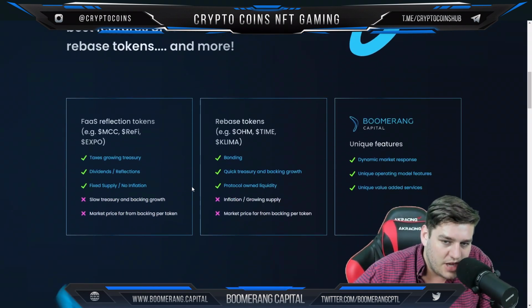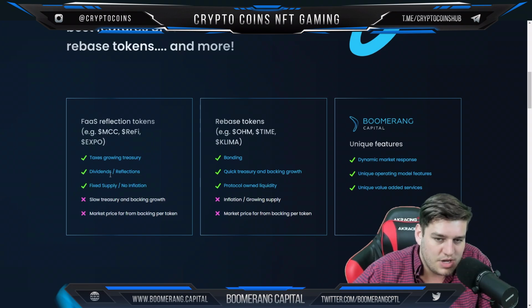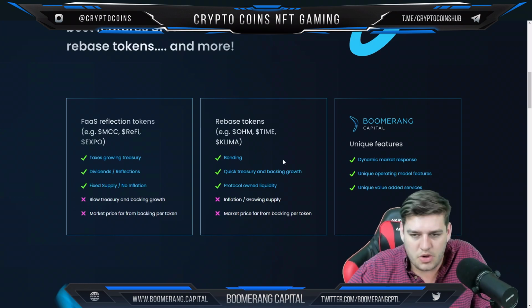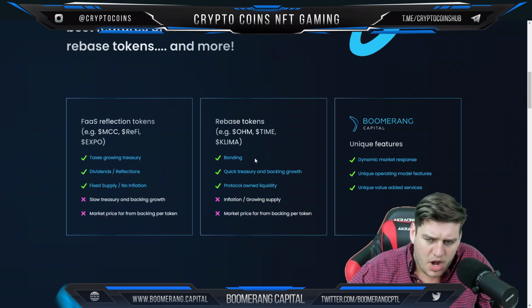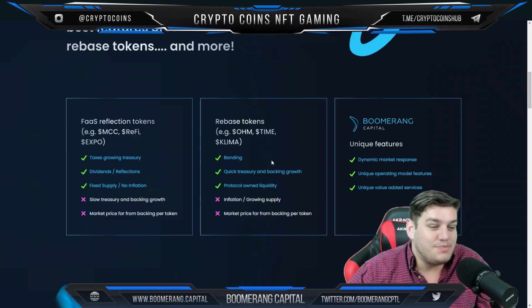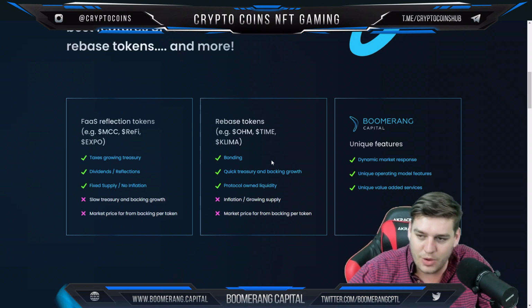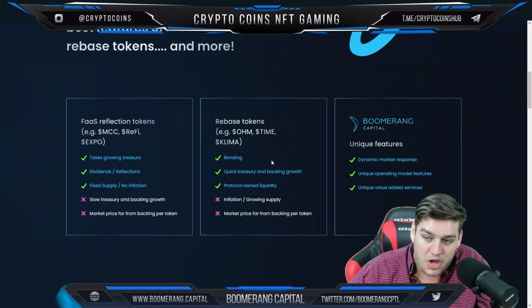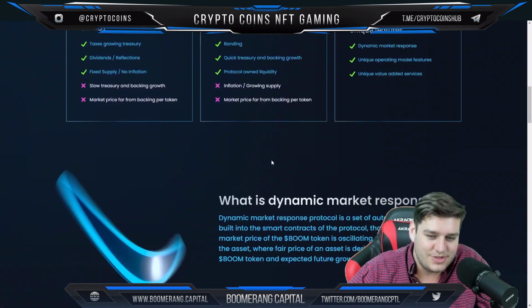So the FAAS reflection tokens, we can see tax-growing treasury, dividends, reflection, or fixed supply, no inflation, but slow treasury and backing growth, and market price far from backing per token. The other tokens, the rebase ones, have bonding, quick treasury, and are protocol owned, but they've got problems with inflation, growing supply, and market price far from backing per token. Boomerang has basically simplified all of that for you, with their unique features: dynamic market response, unique operating model features, and unique value-added services.